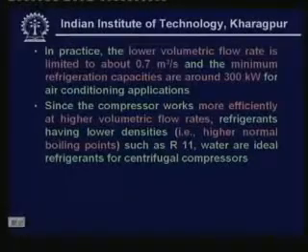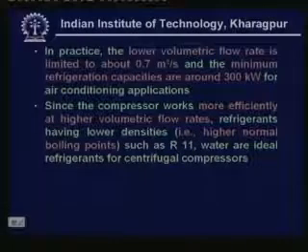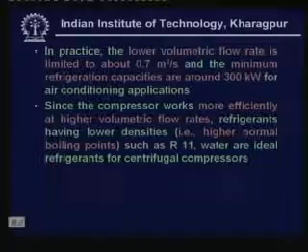Okay, so if you want to have good efficiency, you must maintain certain things at a minimum level, then the capacity automatically, the lower limit gets automatically fixed. Okay, so that is the reason why centrifugal compressors are normally used for high capacity applications. Since our compressor works more efficiently at higher volumetric flow rates, refrigerants having lower densities, that means higher normal boiling points such as R11 are ideal refrigerants for centrifugal compressors.